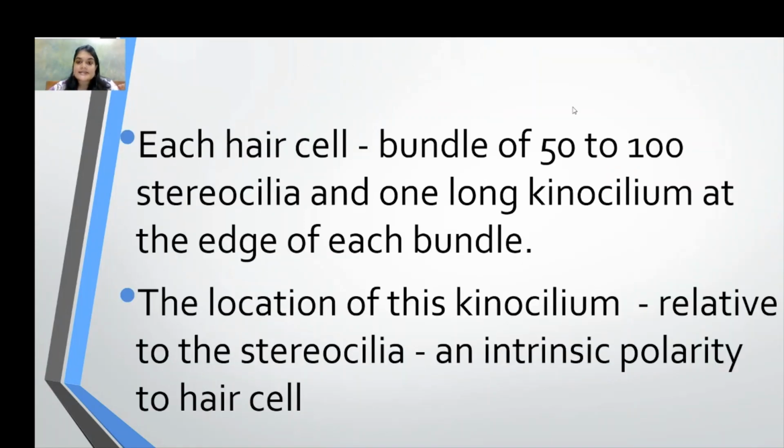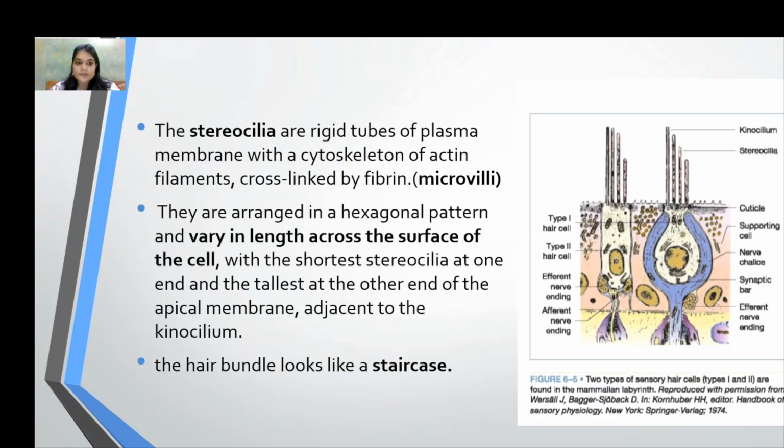So each hair cell has a bundle of 50 to 100 stereocilia and one kinocilium at one edge of each bundle. And the location of this kinocilium, this is very important. The location of the kinocilium relative to the stereocilia is an intrinsic polarity of the cell.